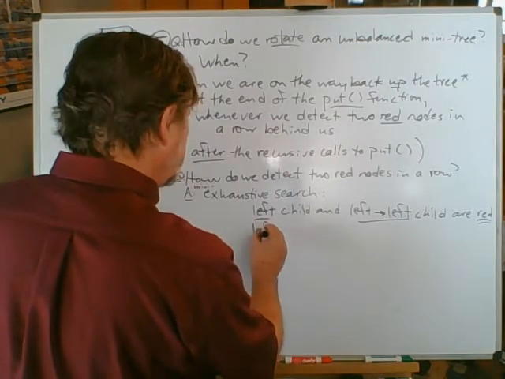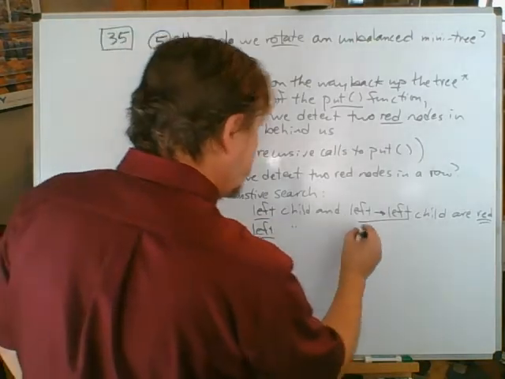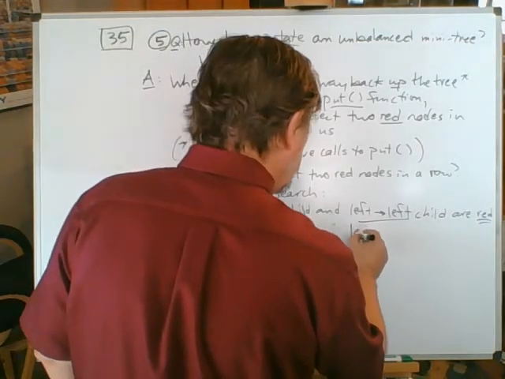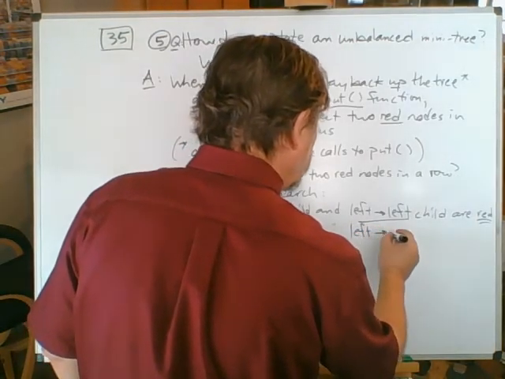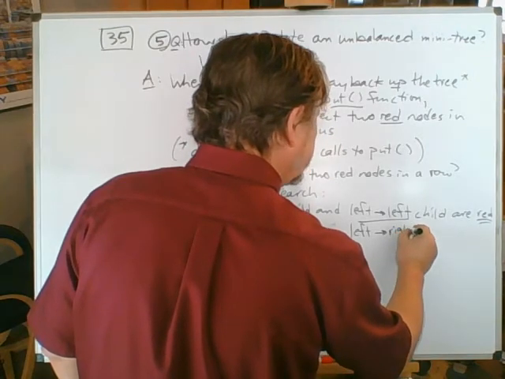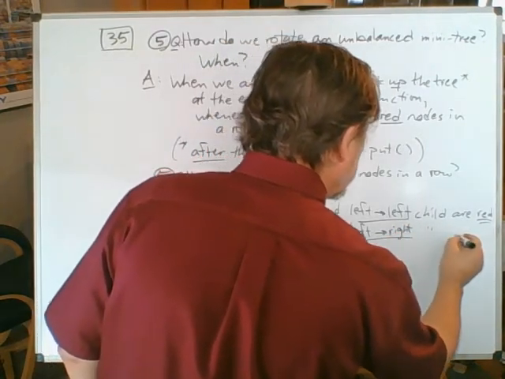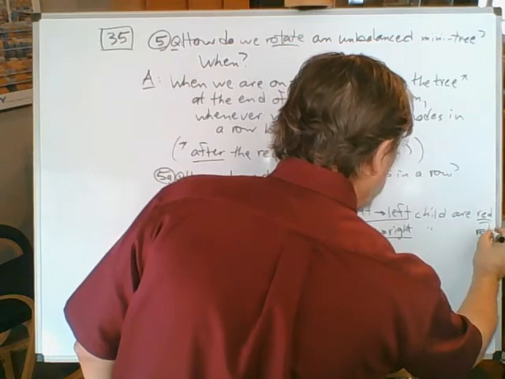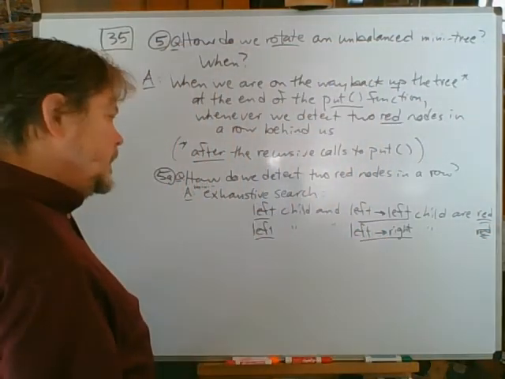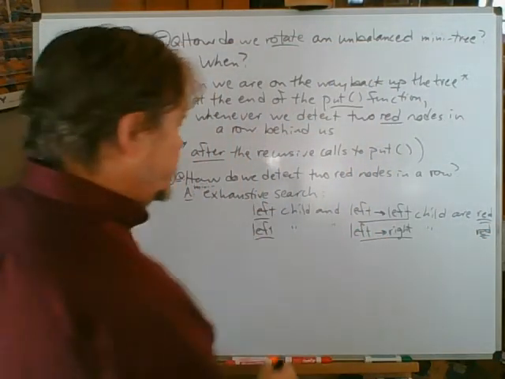Left child and ditto ditto. Left arrow right. That's another possibility. That's the crooked case. If those are both red, I'll put red again. There. And wait, there's 2 more.